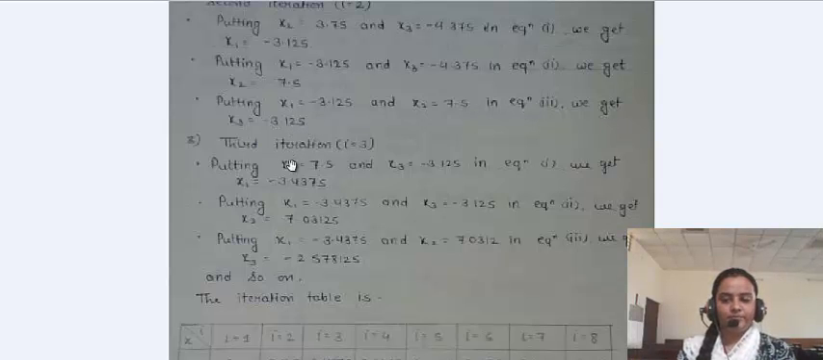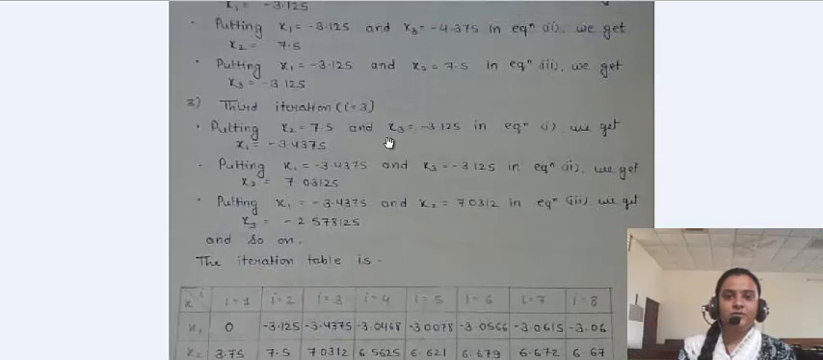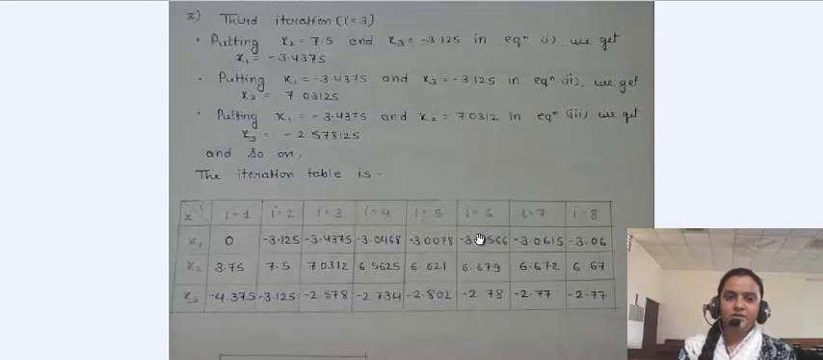In the same way, we will proceed with the third iteration, i is equal to 3. Putting x2 and x3 from the previous loop, we get the value of x1. Again, putting the values of x1 and x3 in equation 2, we get x2, and putting x1 and x2 in equation 3, we get x3. So finally, we get the values of x1, x2 and x3 from the third iteration.